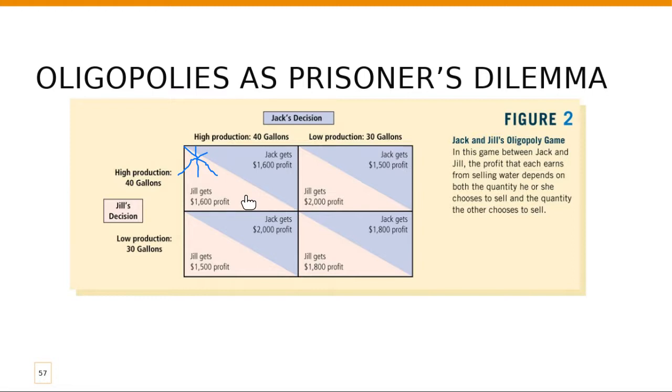But again, the reason why this is a Nash equilibrium is because there's no incentive for Jack and Jill to switch their decisions. They are responding in the best way possible to the other person's strategy. Right? Because let's look at this. If Jack tries to switch to low production, he loses money and winds up with $1,500. So he has no incentive to switch from high production to low production. And similarly, Jill faces the same question.